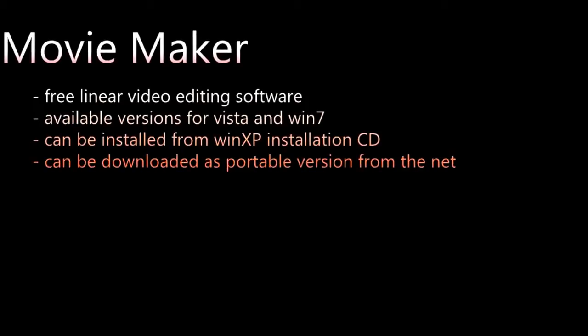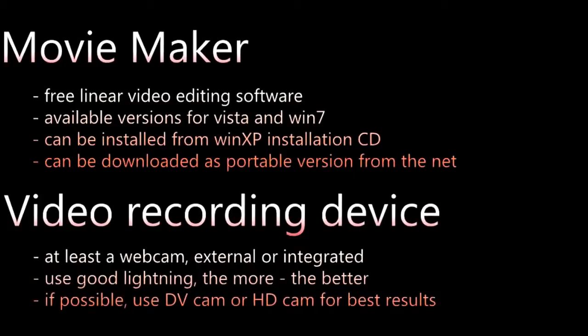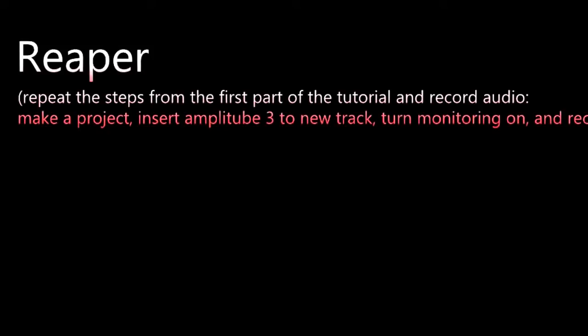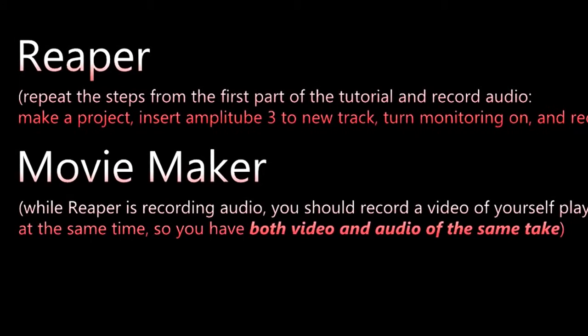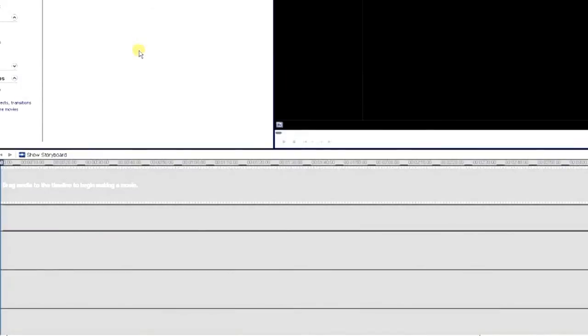In order to record a video, you will need at least a webcam. I have a webcam plugged on my netbook, but you can use integrated one too. If you want to record a good video with audio, you need to do the following steps in parallel. Open Reaper, repeat the steps done in the first part of the tutorial, and record your take. While Reaper is recording, capture yourself playing from Movie Maker. Later on, you will put together these two separate files. Let's see how to capture.